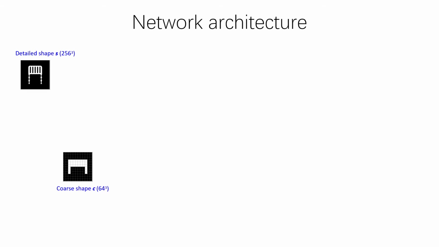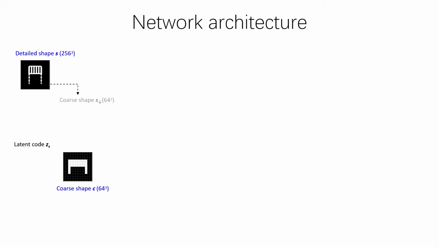To control the style of the generated details, we introduce a learnable latent code ZS for each detailed shape S. The goal of our network is to upsample the input coarse shape into a detailed shape with respect to the style specified by the input latent code. Therefore, for detailed shape S, we could directly apply supervised training via reconstruction.